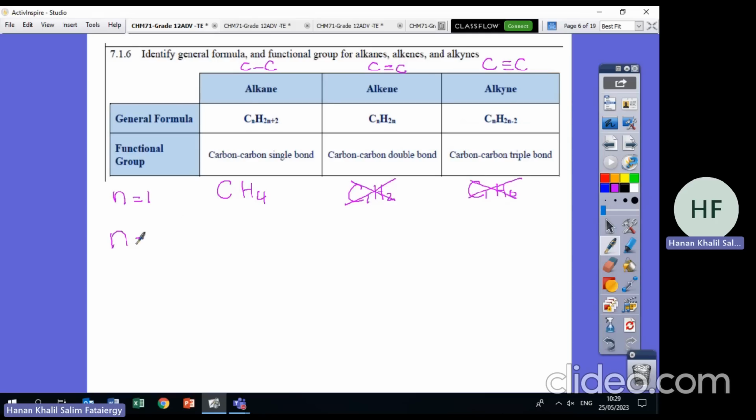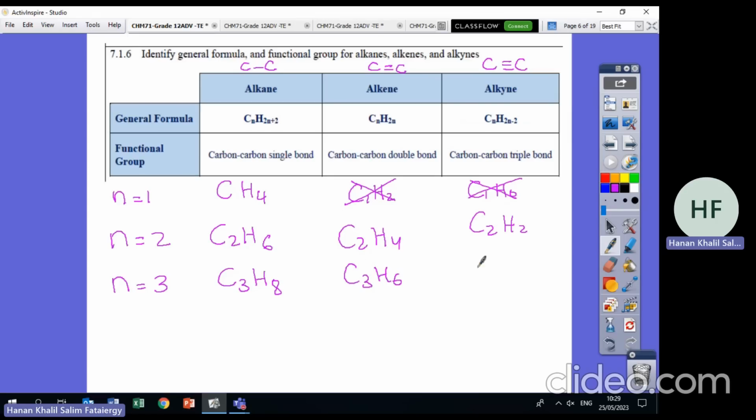Okay, now for n equals 2, you can put 2 in this formula. The formula will be C2H, 2 times 2 plus 2, this is 6. This is C2H4, and this is C2H2. Okay, you can put any number for n. For example, if n equals 3, you can say C3H, 2 times 3, 6, plus 2, this is 8. This will be C3H6. This one will be C3H4.